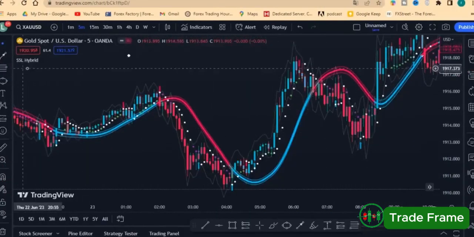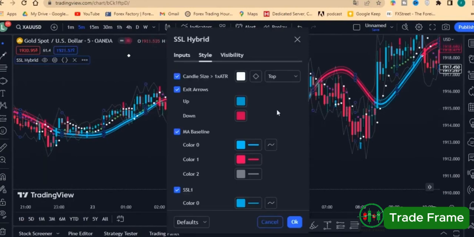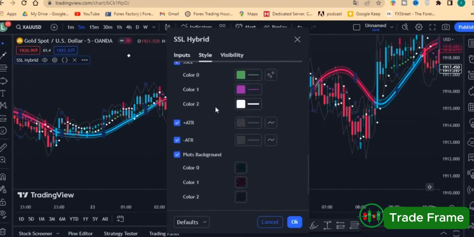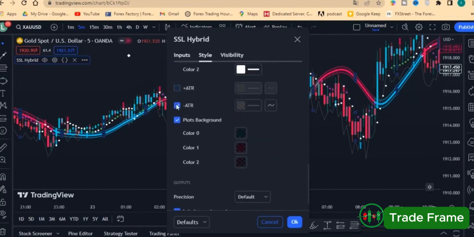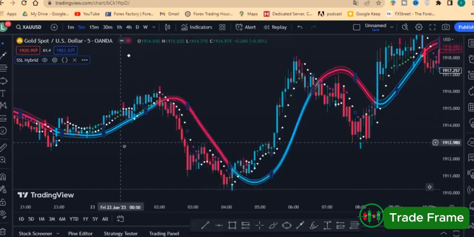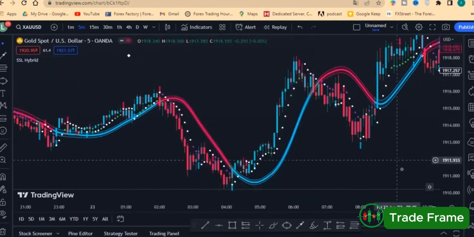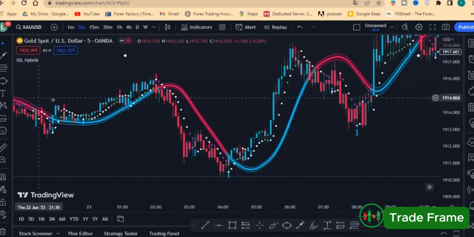We need to make some changes to this indicator to optimize it for the strategy we want to use. I go into its settings, and in the style section I scroll down and uncheck these two boxes. These two boxes are for the faint moving averages. I uncheck these two and confirm. As you can see, this is the indicator view that we have applied to our chart.